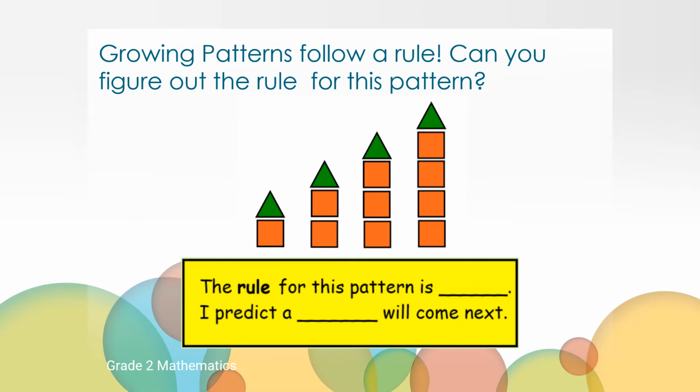Here's another growing pattern. What is the rule to this pattern? What is happening each time? If you need to use your paper and pencil, go ahead. Use the sentence stem in the yellow box to help you. The rule for this pattern is blank. I predict blank will come next.